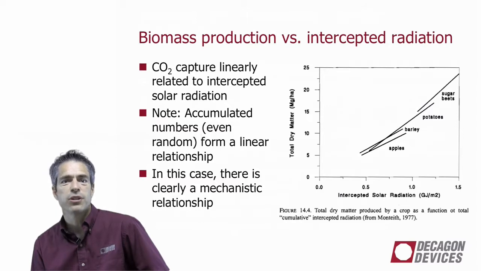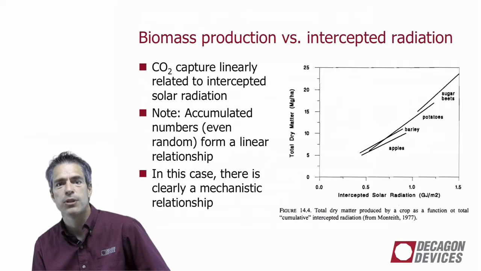This is a pretty well-known study that was done by Dr. John Monteith, again, back in 1977. He showed a very good correlation between total biomass accumulation, total dry matter accumulation, and intercepted solar radiation as it accumulated across a season.